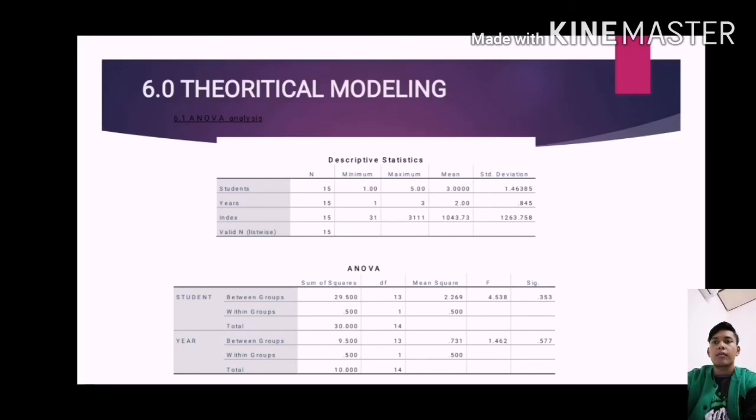In this ANOVA analysis, the null hypothesis is rejected if the significance value is less than 0.05. In the ANOVA analysis, the significance value is 0.000. Therefore, we reject the null hypothesis.